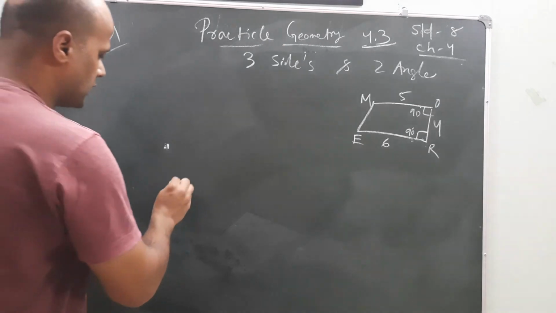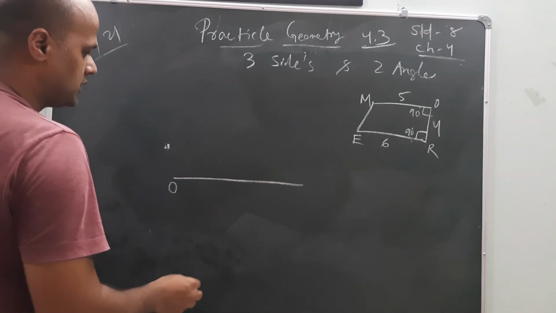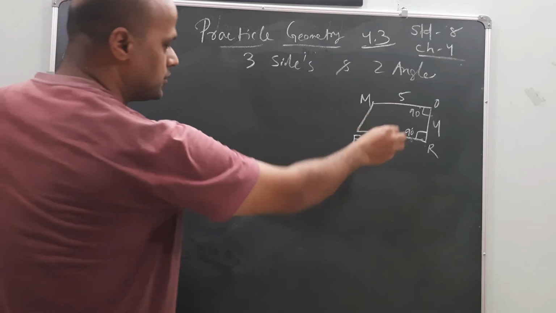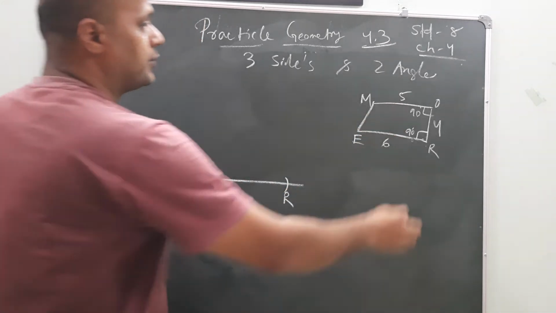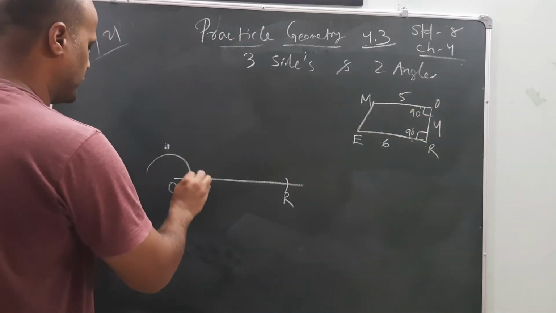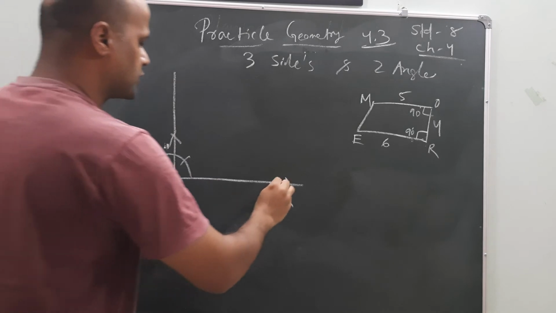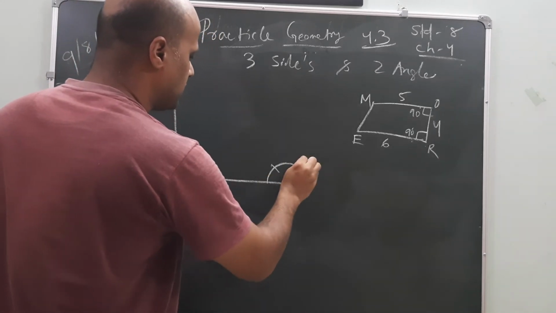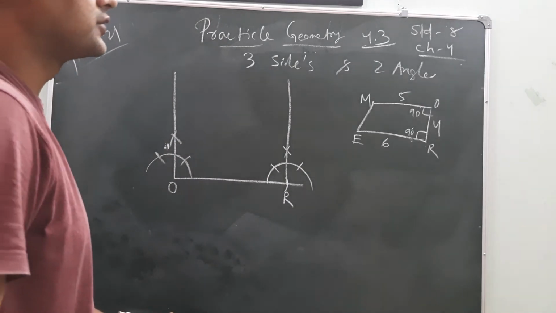Which one? OR. Draw it. Transfer the dimension from the scale with the help of compass. How much? OR is 4 centimeter. This is 4. Okay. From O, draw 90 degree. Same procedure, my dear friends. If you understood it, then it will be very, very clear and very, very easy for you. Okay, 90 degree is done.